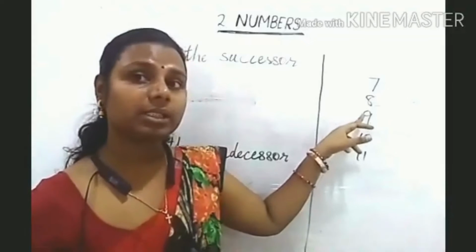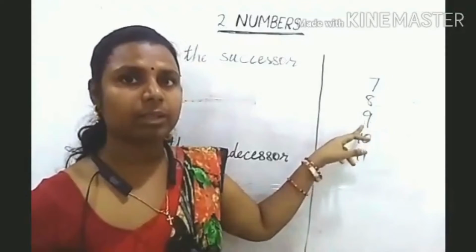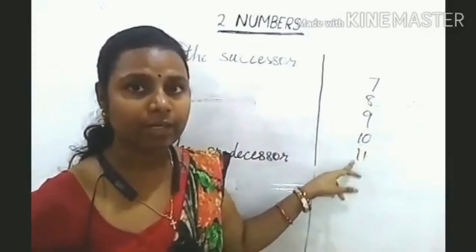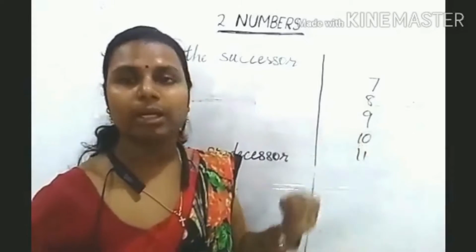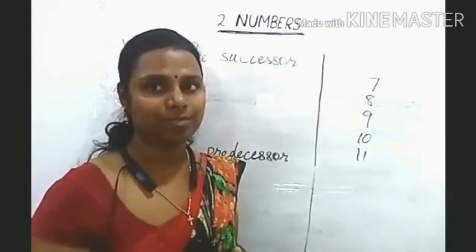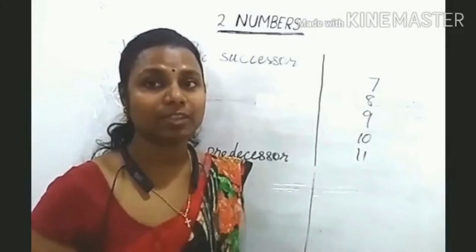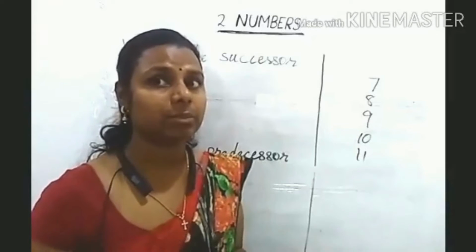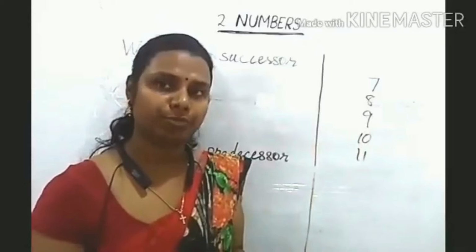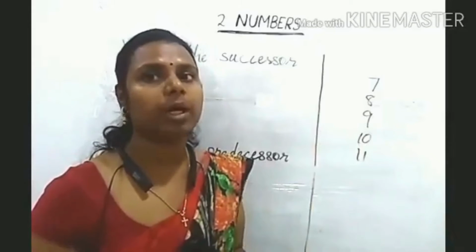The predecessor of 10 is 9. Successor of 10 is 11. Predecessor of 10 is 9. Successor means the number after, what you have done in first standard, second standard. Predecessor means the number before.